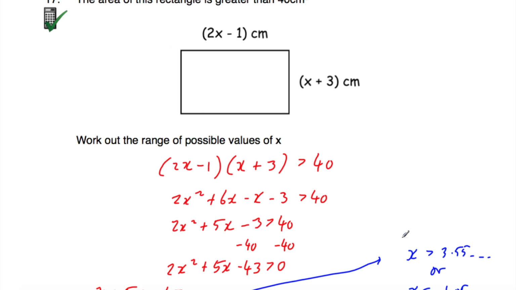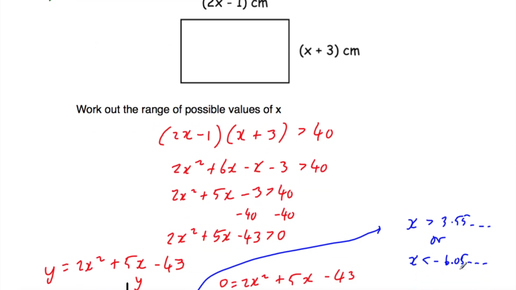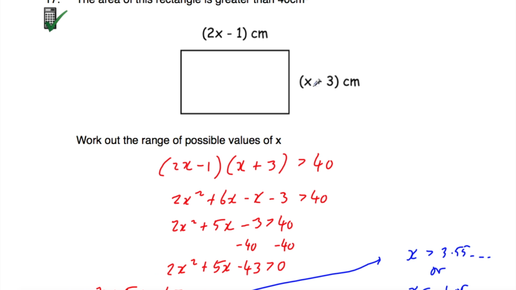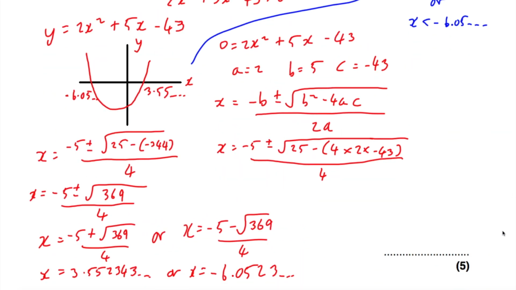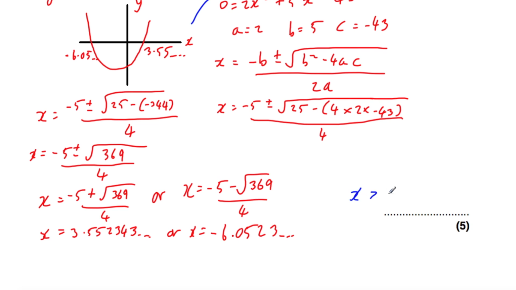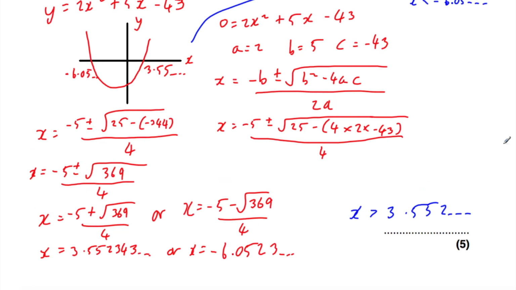Now in terms of our solutions here, we want to find the possible values of x, but if we have a look at this, whenever we've got x is equal to a value that's less than negative 6.05 and so on, well, if we do minus 6.05 and so on plus 3, that's negative, and that wouldn't work for the width of this rectangle, so we can't have that. So that means that the only values of x that would work in this situation would be the values of x that are bigger than 3.55 and so on. So let's write that down. The x would be bigger than 3.552 and so on, and that's it.